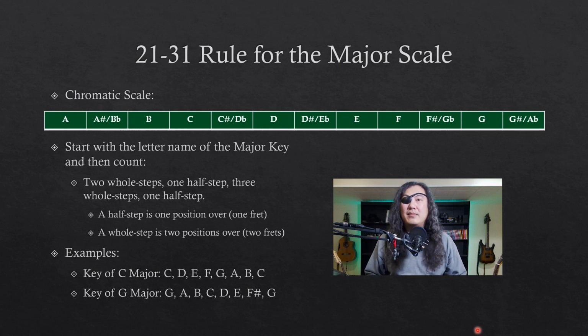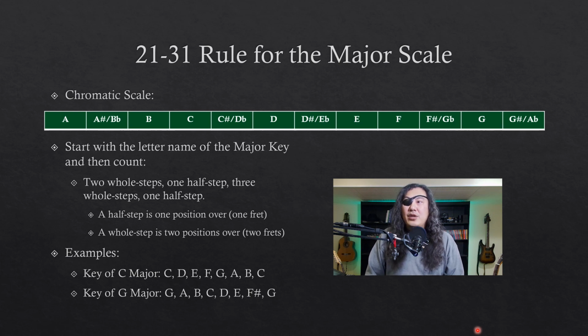Now, when you apply this 21-31 rule, you'll sometimes have a key that has a sharp or a flat in it. Sometimes more than one sharp or a flat in it. Sometimes many sharps or flats in it. So let's take the key of G. The key of G is another easy example because it only has one sharp or flat in it, and it happens to be a sharp. So let's go ahead and figure that out using the 21-31 rule.